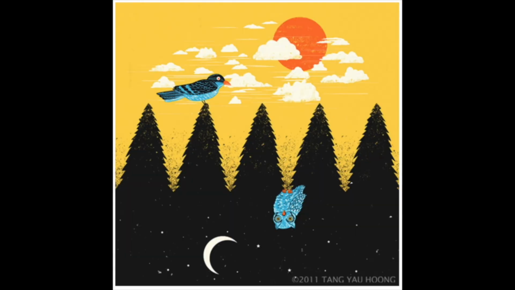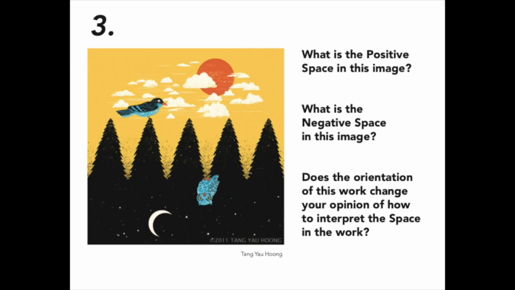Consider this work. What do you believe the positive space is in this image? Please write down your answer. Now that you've identified the positive space, please identify the negative space in this image. As you look at this image, I'm sure you determined that part of the positive space is the trees in this image, the black silhouette of the trees against the sun.